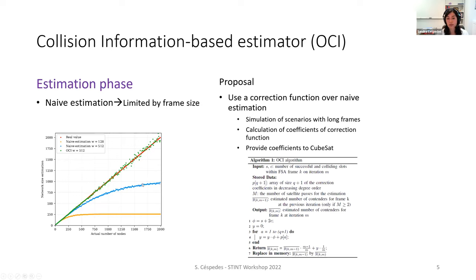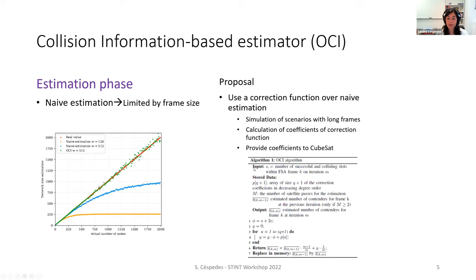And so we decided to go for a correction function. So basically we will have an offline simulation in which we increase the frame length so that we have a better estimation of the number of nodes. And then we calculate the coefficients that we need for the correction, for this phi function here. That could be done in a ground station. And then we will upload that to the satellite so that it has the correction function available by the time it starts the estimation phase. So it already has that correction function.